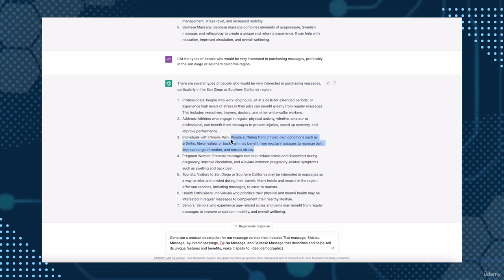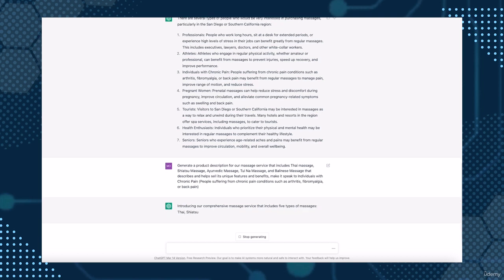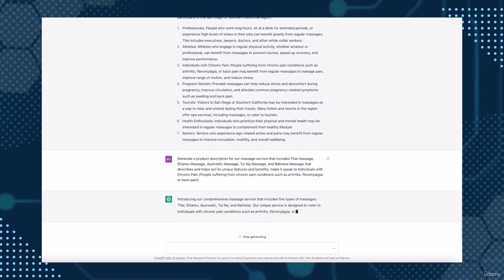So now we're going to put this into our ideal demographic. Make it speak to individuals with chronic pain, people suffering from, okay, and this would be some of the things they're suffering from. So now you see how in-depth our prompt is. Okay, so I'm going to prompt it, and now it's going to come up with a description for us.